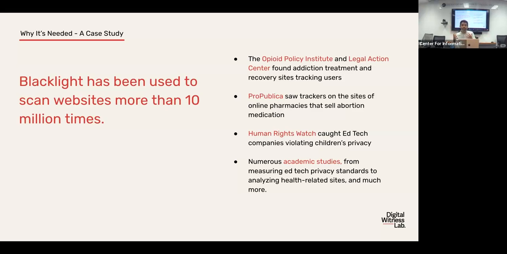Right? You care about reproductive rights. How does the surveillance economy play in that? You can actually measure that in an empirical way. Does it tell you everything that's wrong? No, but especially for journalists, it helps you get that one statistic that you need for the story, which is like, hey, this reproductive health center has 37 trackers on their website. We don't know why. That seems like a lot. That kind of statistic used to be really hard to get before tools like Blacklight.